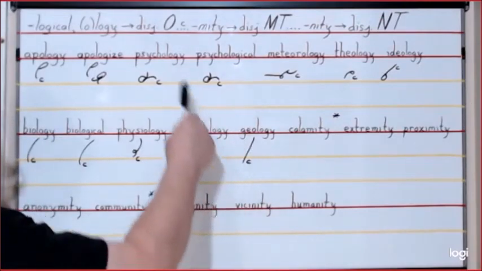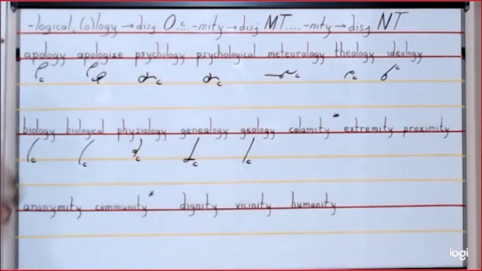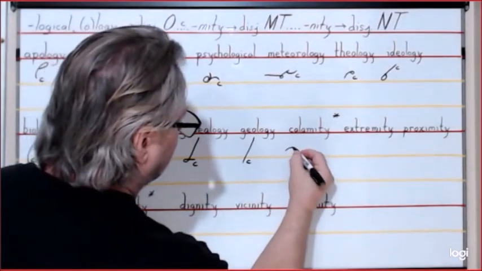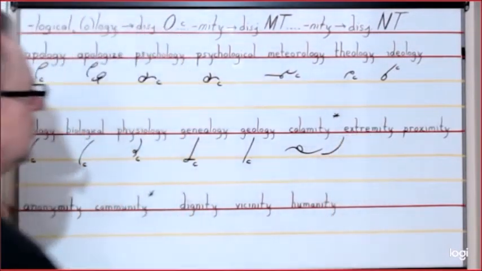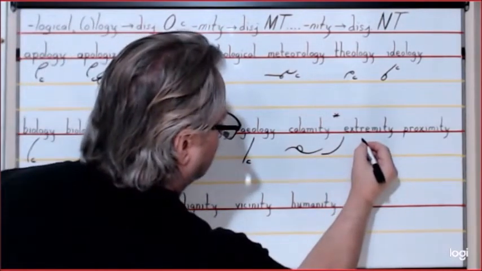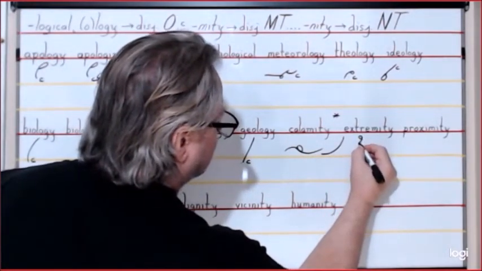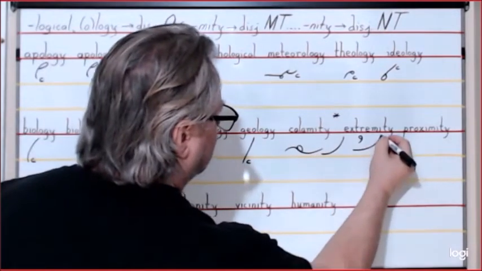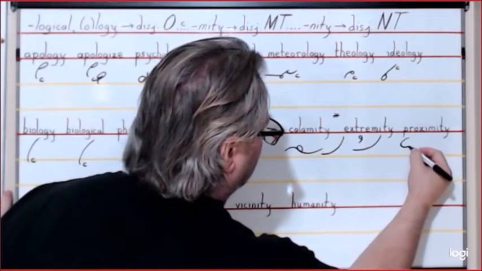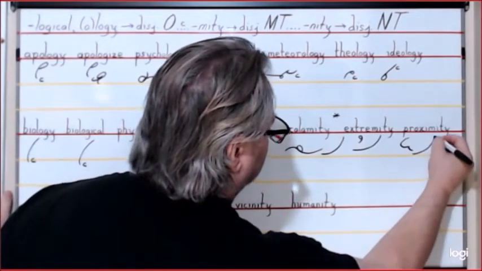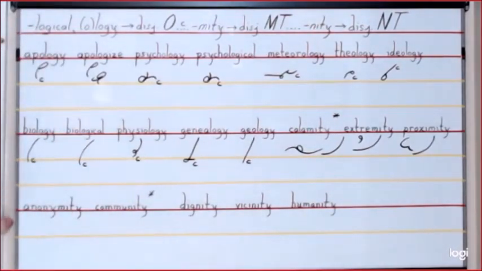Segueing to the suffix mity, we'll use a disjoined mt. So for calamity, it is K, A, L, and then a disjoined mt stroke. Extremity, E, S, and then the disjoined mt stroke. Proximity, P, R, X, and then an MT stroke. Anonymity is an A, N, O, N, and then MT stroke.